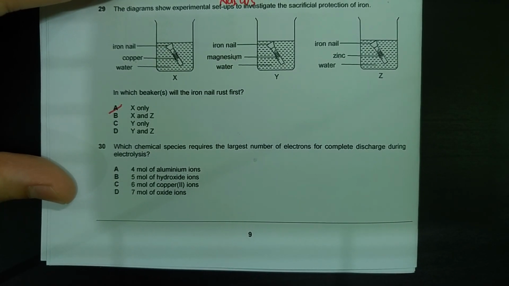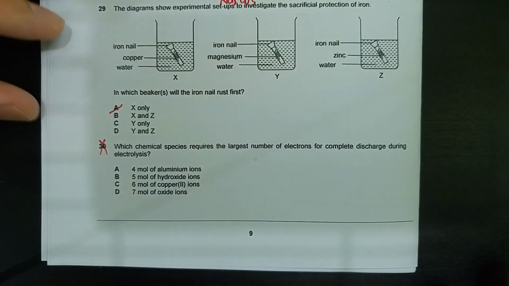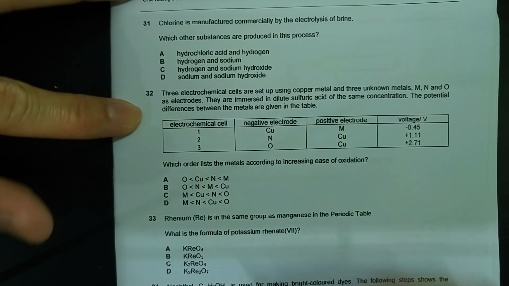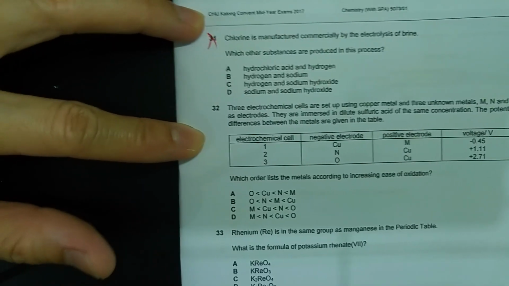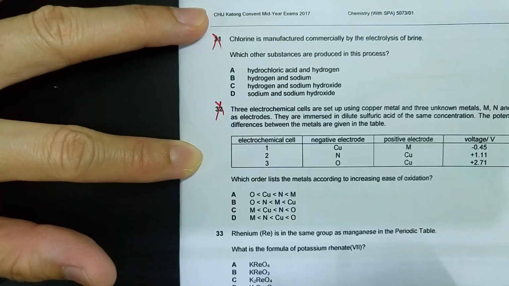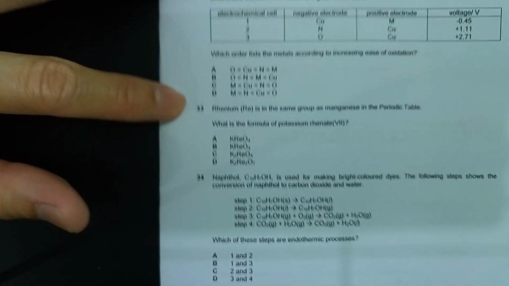Number 30. Now this one is electrolysis. You haven't learned yet. 31. Also electrolysis. You haven't learned yet. 32. Also electrolysis. You haven't learned yet.